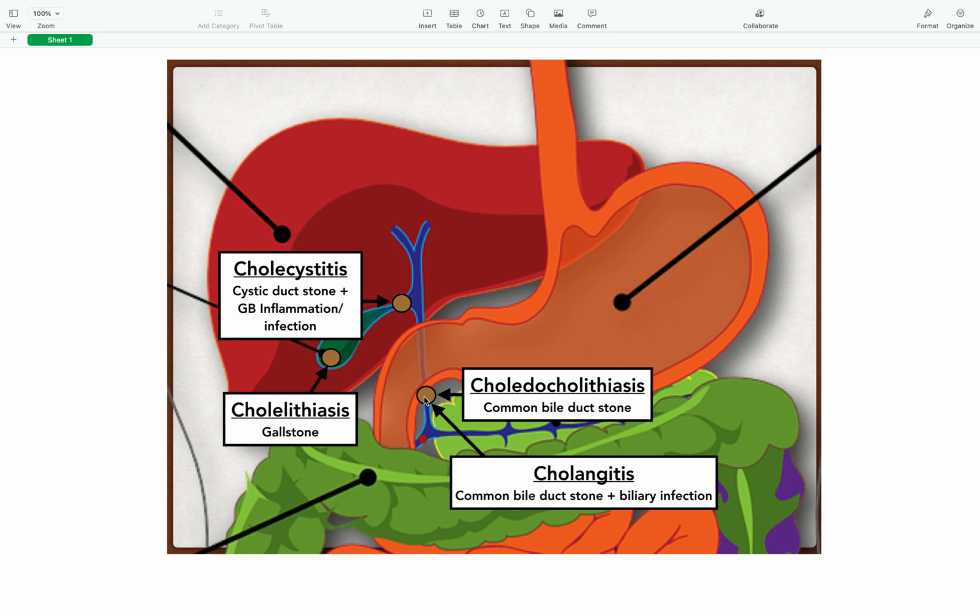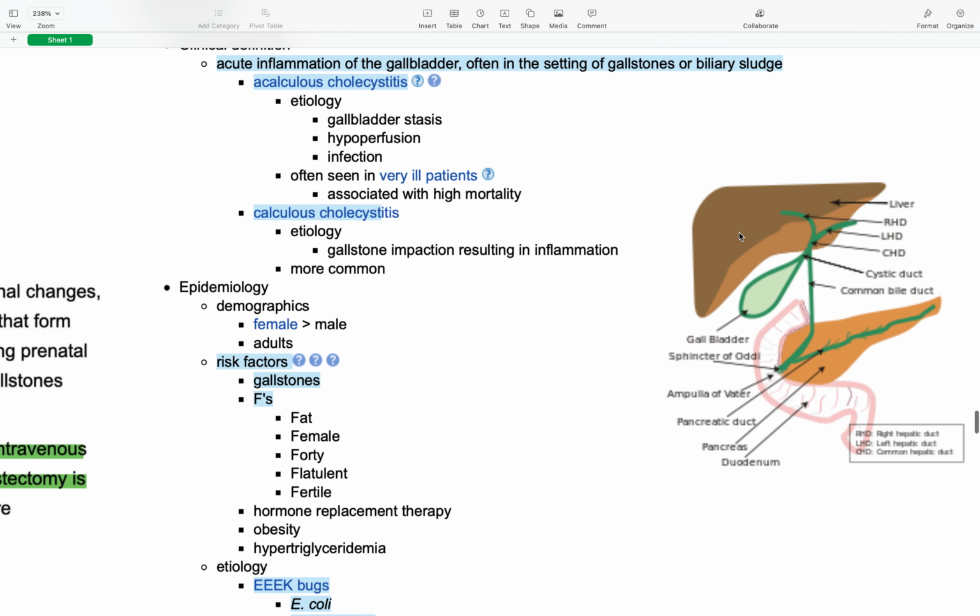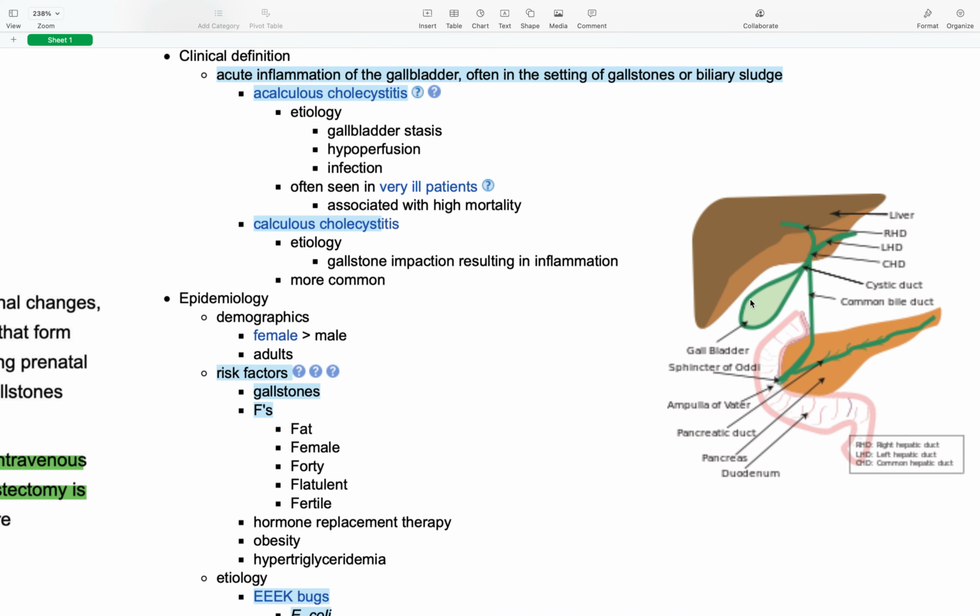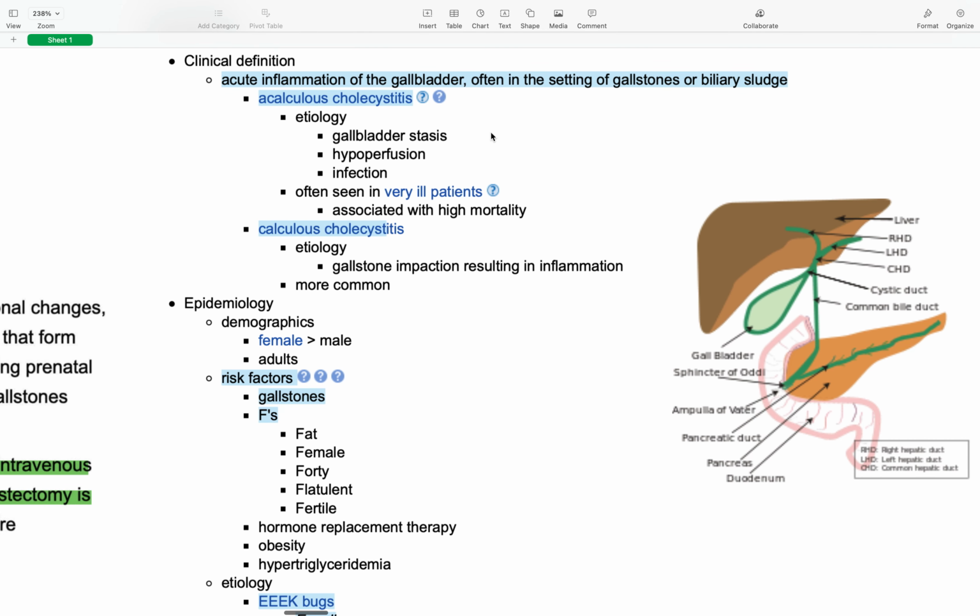So what is cholecystitis and how do we define cholecystitis? So cholecystitis is an acute inflammation of the gallbladder, okay, often in the setting of a gallstone or biliary sludge. So that is defined as a cholecystitis. Now cholecystitis has two forms. It could be acalculous cholecystitis or calculous cholecystitis. Acalculous cholecystitis is commonly seen in very ill patients and is associated with a very high mortality.